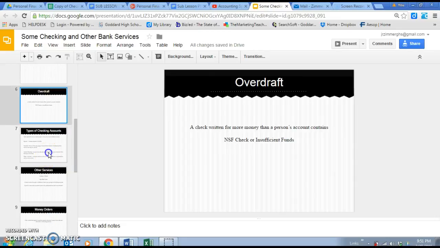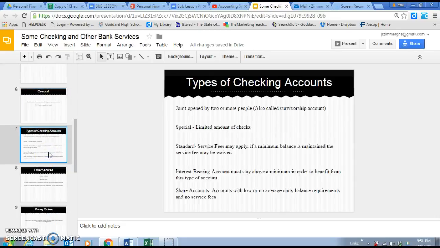The next one on the list is types of checking accounts. There are joint ones, much like my wife and I have, where we both put all of our money into the same account. There are special accounts. They have limited amounts of checks you can use per month. There's a standard account. Sometimes a service fee may apply or a minimum balance must be maintained. There are interest-bearing accounts, and there are share accounts.